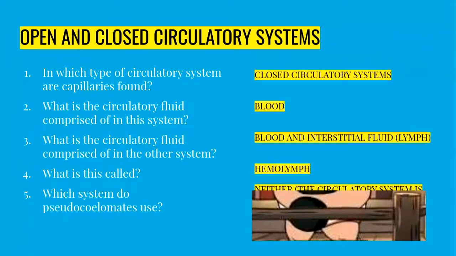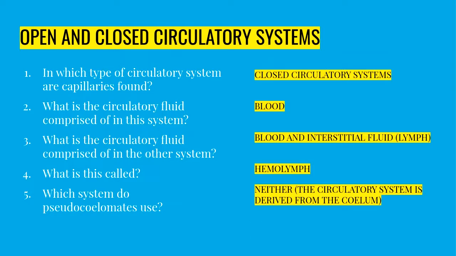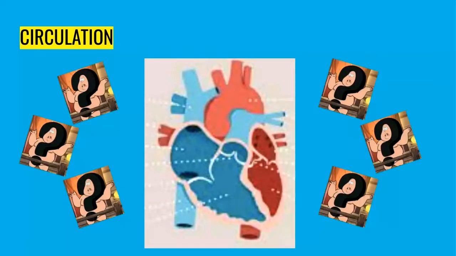Yeah. So pseudocoelomate would mean fake, so they don't really have it. Yeah, so if you have a coelom, you have a circulatory system. So the circulatory system seems to come from coelomates. Yeah, so it comes from the coelom. So it's derived from the coelom. Okay, yeah, that's what you're getting at.